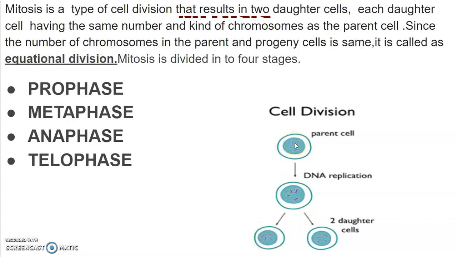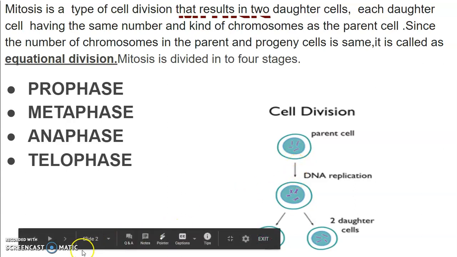The process of mitosis is divided into four stages: prophase, metaphase, anaphase and telophase. Children, learn by heart the terms prophase, metaphase, anaphase and telophase. One more time, children, repeat with me: prophase, metaphase, anaphase and telophase.